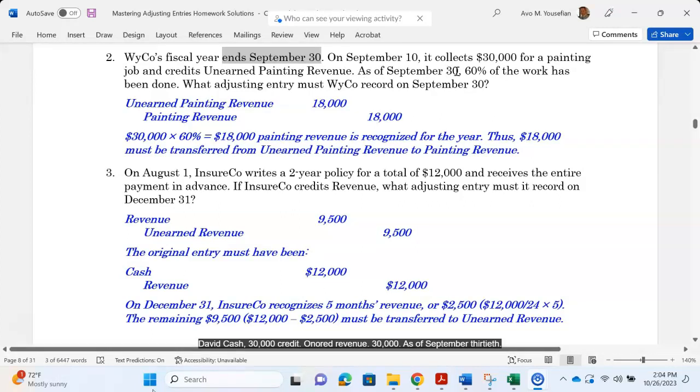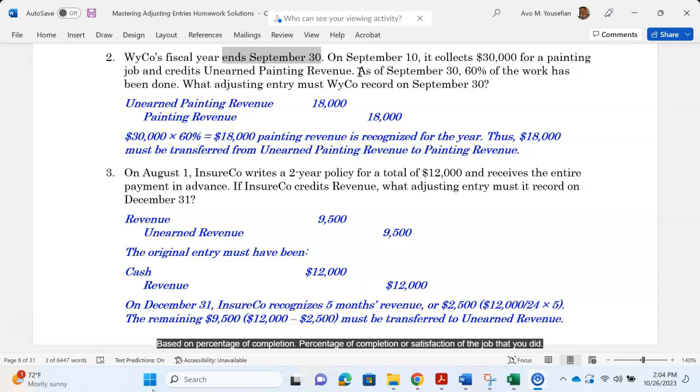As of September 30th, 60% of work has been done. What adjusting entry must VACO record? Okay, per recognition principle in GAAP, you record the revenue and you recognize the revenue based on percentage of completion.